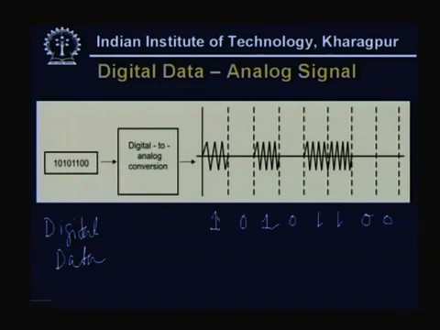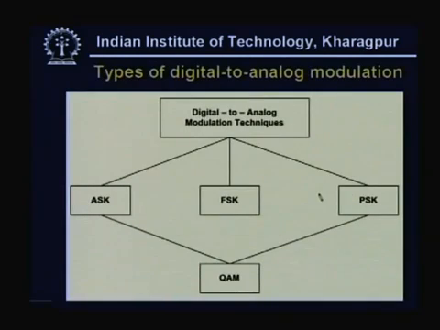But instead of sending 1, we are sending an analog signal. For 0, you are not sending anything like that. And this is your analog signal. And there are three distinct types of digital to analog modulation technique. One is known as amplitude shift keying, then frequency shift keying and phase shift keying.